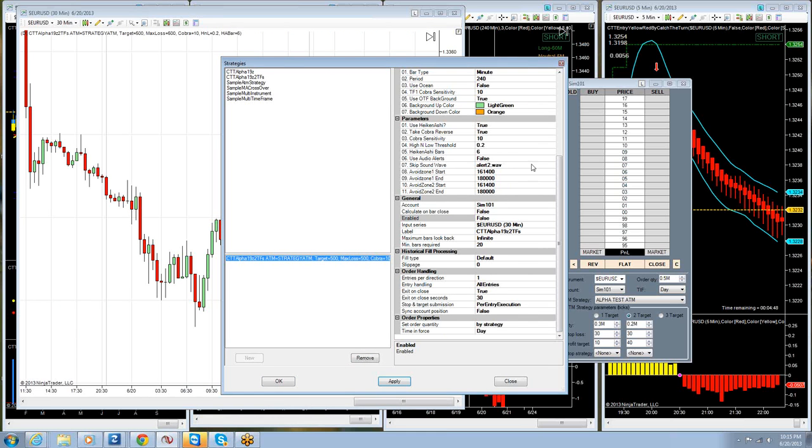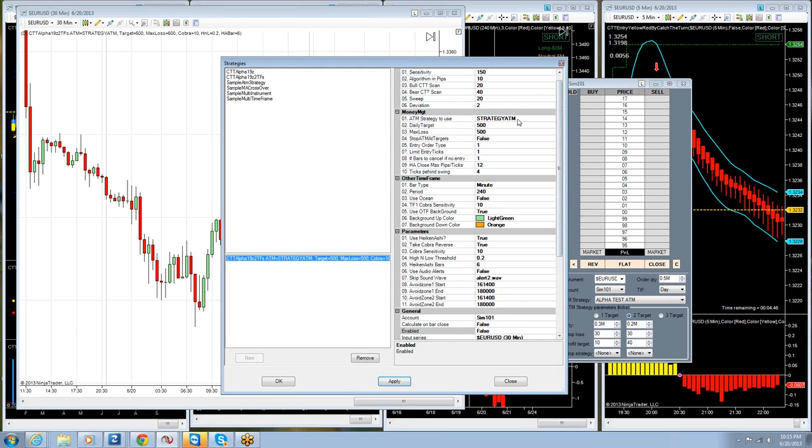And here we can see the name that we have is strategy ATM, which is not the same as this. So we need to change that to alpha test ATM. Okay, and notice that I typed it exactly the same, with spaces and everything, all capital letters. That's important when you're doing that.